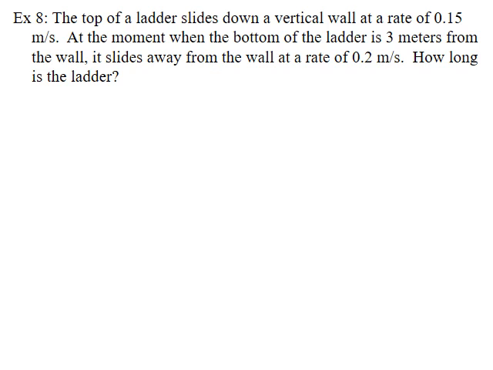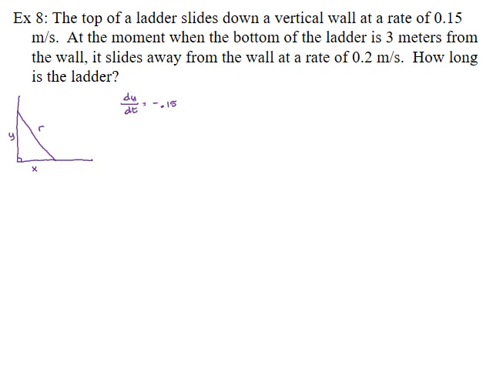This is going to look very similar, so I'm going to draw this a little bit quicker this time. You have your vertical wall and you have your horizontal, and we have our ladder again. Let me label it x, y, and r. The top of the ladder slides down a vertical wall at a rate of 0.15 meters per second. Now the reason I did the first ladder problem was to show you that when you are sliding down the wall, it makes sense that I can call this negative 0.15, not positive. We saw that on the last problem.